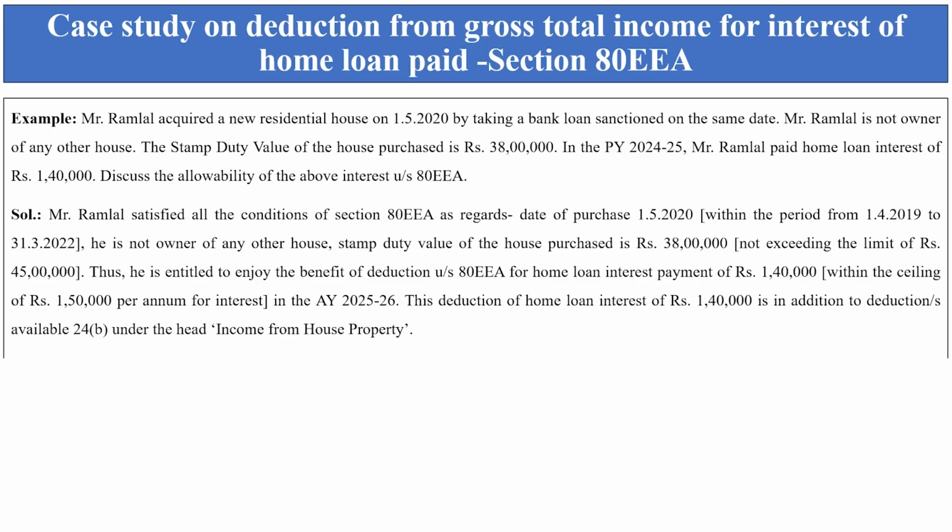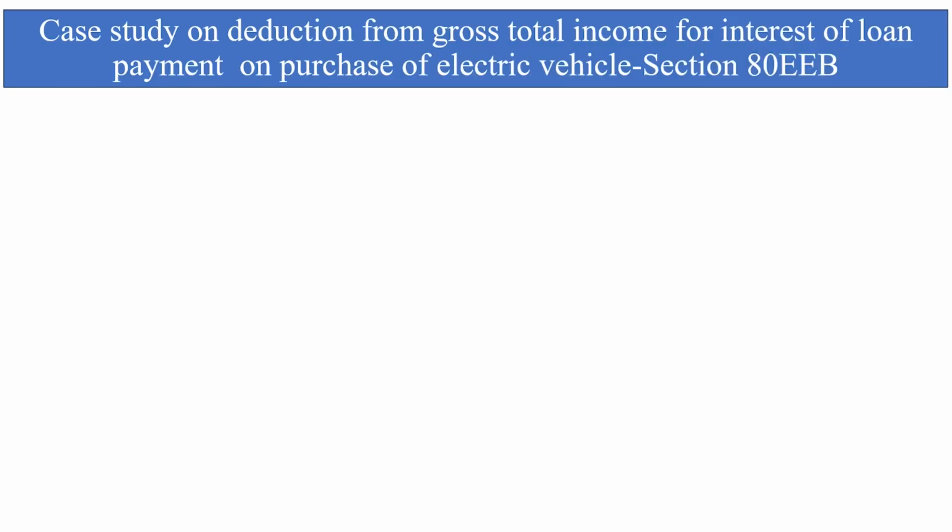However, this deduction of home loan interest of rupees 1,40,000 is in addition to the deduction available under section 24B under the head income from house property. Now a study on deduction from gross total income for interest on loan for the purchase of an electric vehicle under section 80EEB, if any electric vehicle is purchased within the time span between 1st April 2019 to 31st March 2023.